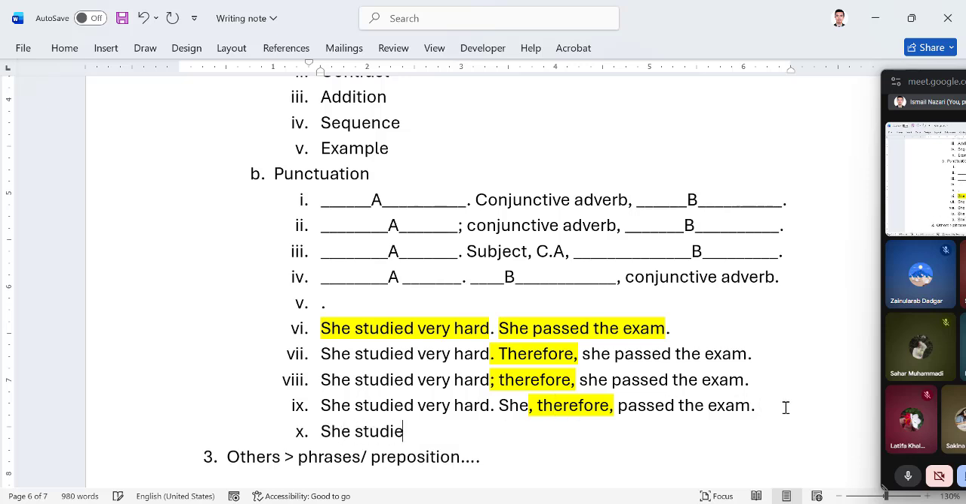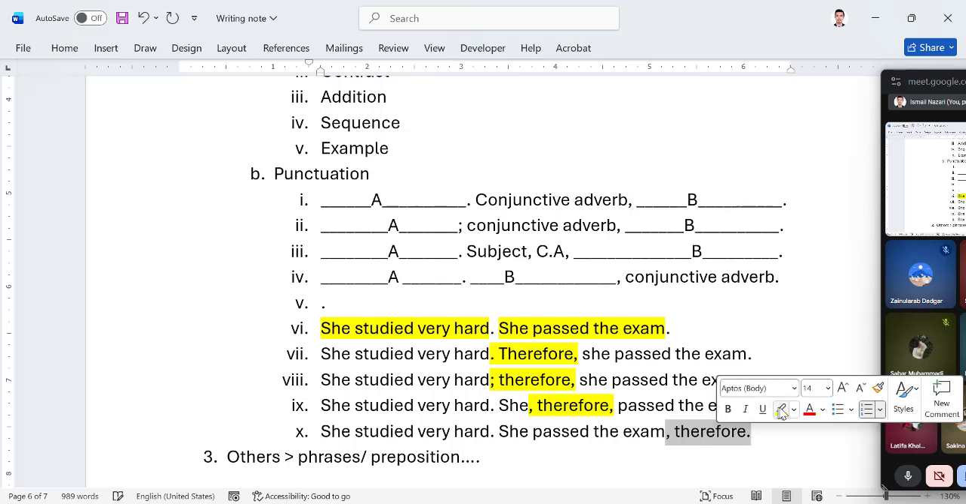Or we may say she studied very hard, and then we put a dot, then the second sentence, she passed the exam, comma, and then we write therefore. Therefore is used at the end of the sentence. So this is how we punctuate or use punctuation rules with the conjunctive adverbs.